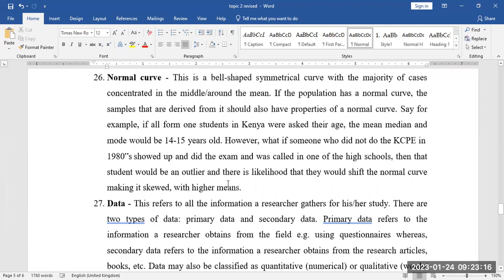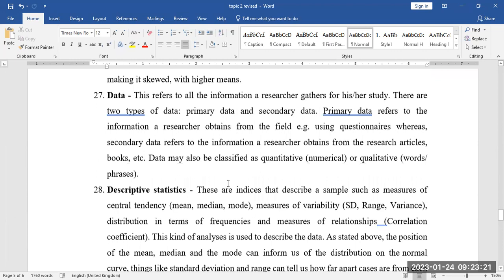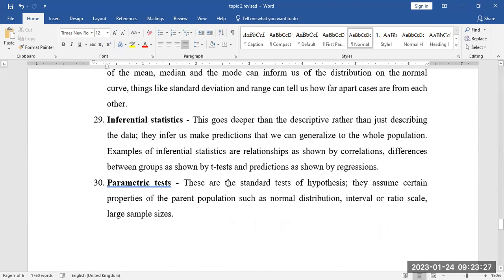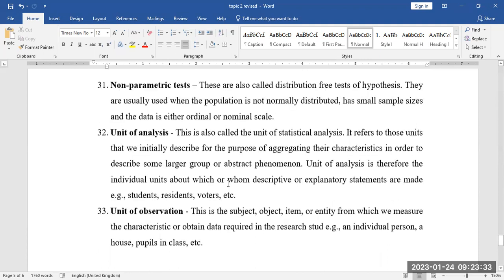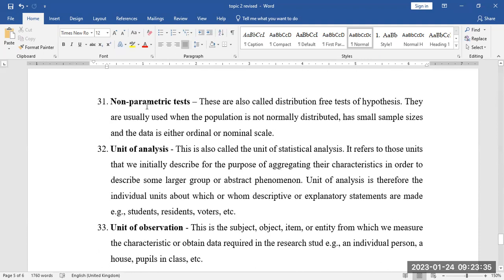A normal curve, you're going to read about a normal curve. Data, we know it refers to all the information that a researcher gathers for his or her study. Descriptive statistics, you're going to read about it. Then we can look at unit of analysis, or maybe we can look at non-parametric tests. They're also called distribution-free tests of hypothesis. They're usually used when the population is not normally distributed. When the population is normally distributed, it leads to what we call a normal curve. A normal curve, we have seen a normal curve there.